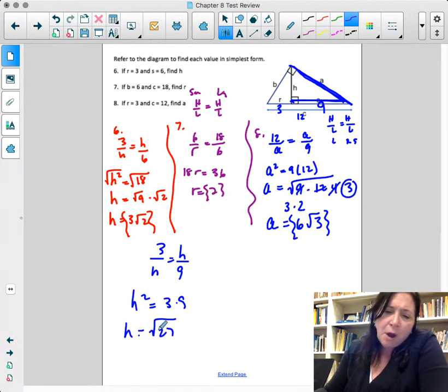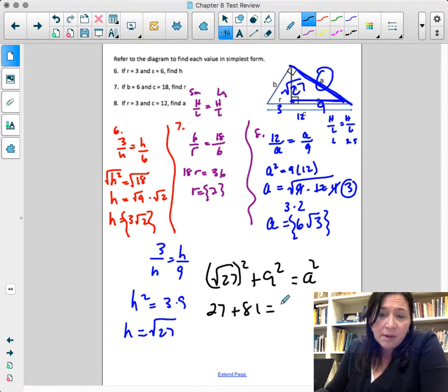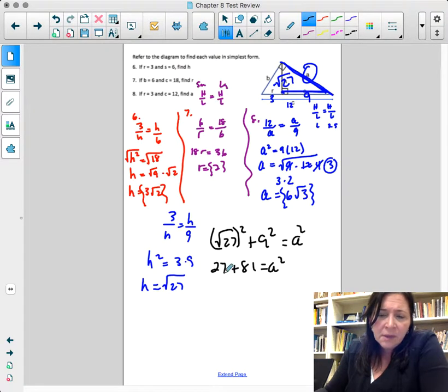Now for that problem, you guys, don't change it. That's square root of 27. I know I can reduce it, but don't, because you're going to just square that, because that's to find A using the Pythagorean theorem. Okay, I'm going to go the square root of 27 squared plus 9 squared equals A squared. So that's 27 plus 81 equals A squared. 27 and 81 is going to be 108 equals A squared. And I'm going to square root 108.